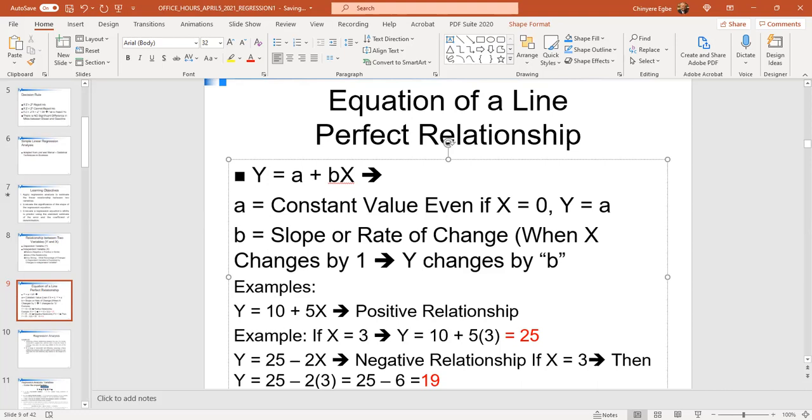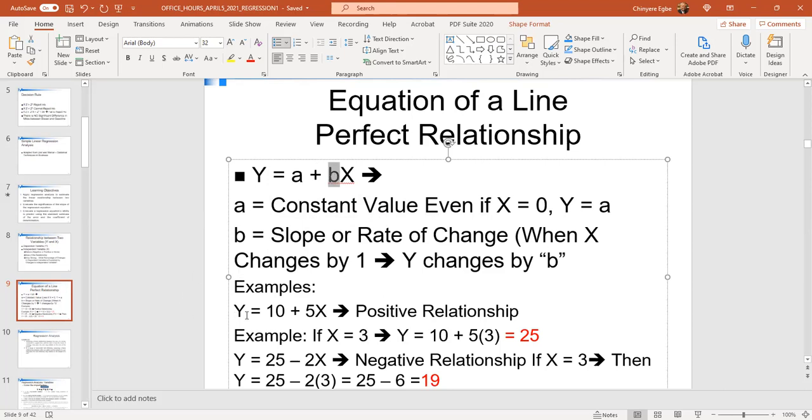For example, you think about the price of a good and the quantity demanded. Even if the good is free, if the price is 0, people will still buy a certain quantity, but it will be limited, okay? Now, b represents the slope, or the rate of change of y when x changes by 1. So in that case, if x changes by 1, y will change by b.